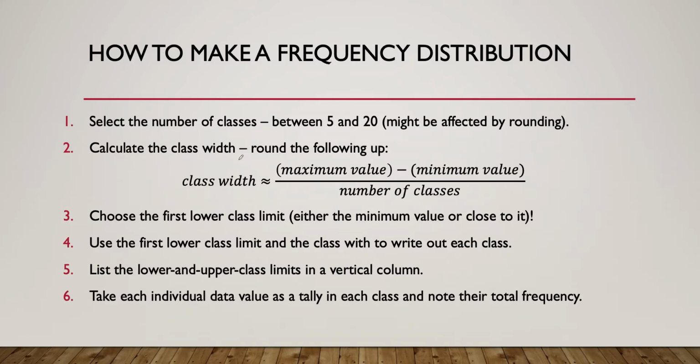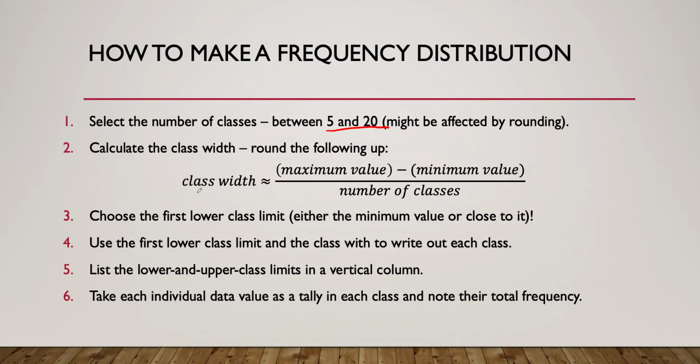To make a frequency distribution, you'd first select the number of classes. Typically, in order to accurately graph a data set and discover its shape, we would tend to use a number of classes somewhere between 5 and 20, which may or may not be affected by rounding once we get to the actual data. But typically between 5 and 20 is good to note the shape.